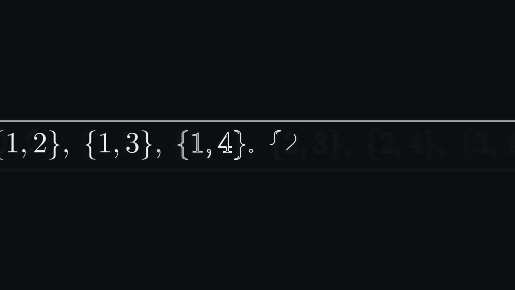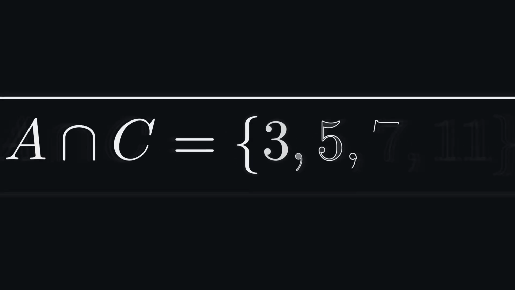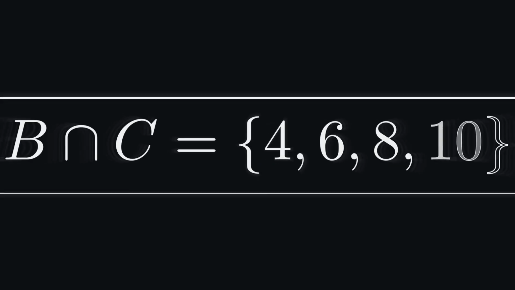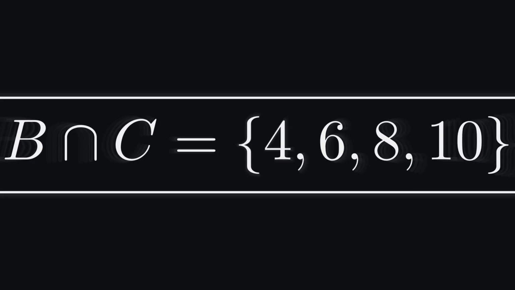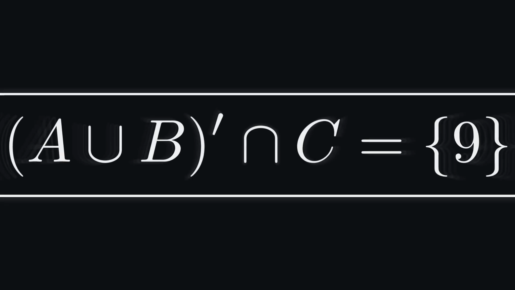We have found all subsets with 2 elements: {1, 2}, {1, 3}, {1, 4}, {2, 3}, {2, 4}, and {3, 4}. The intersection A ∩ C results in 3, 5, 7, and 11. The intersection B ∩ C gives us 4, 6, 8, and 10. Finally, the intersection of the complement with C results in 9.